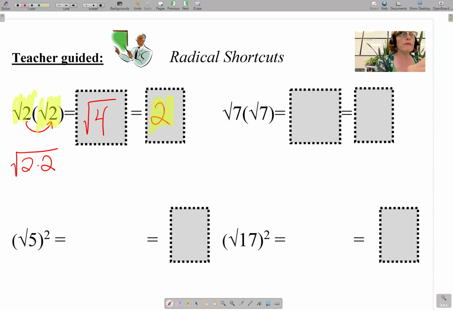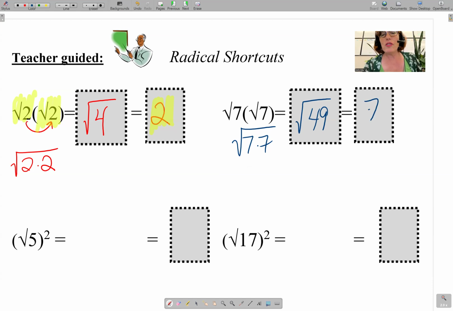Let's try another one. Root 7 times root 7 technically is square root of 7 times 7, so it's root 49, but root 49 is perfect. That's why you need to know your perfect squares. It's just 7. Root 7 times root 7 is just 7.